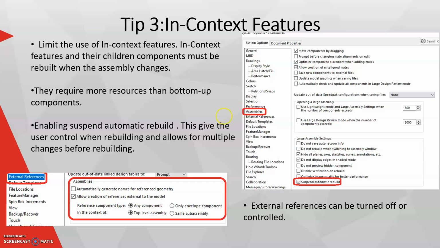What I advise is enabling suspend automatic rebuild. You can find this under your system options, assemblies, and there's suspend automatic rebuild. What it does is it allows you to make a bunch of changes at once, and every time you exit the feature, it doesn't automatically rebuild it. You actually have to go and rebuild it afterwards.